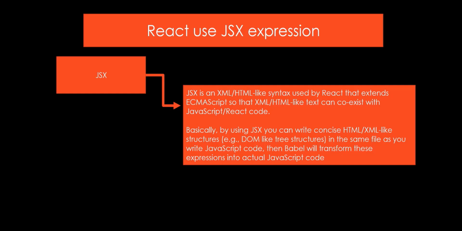So whenever we are working with JSX, we can easily use HTML-like syntax in our JavaScript. And when we compile the program, it will automatically convert this into pure JavaScript. Basically, by using JSX, you can write concise HTML, XML-like structure, like a DOM-like tree structure, in the same file as you write JavaScript code. Then Babel will transform these expressions into actual JavaScript code.